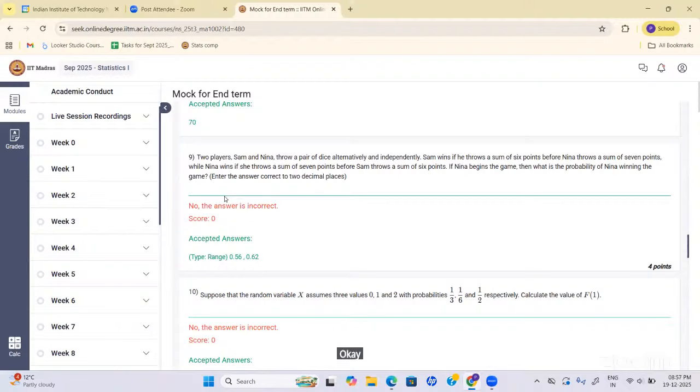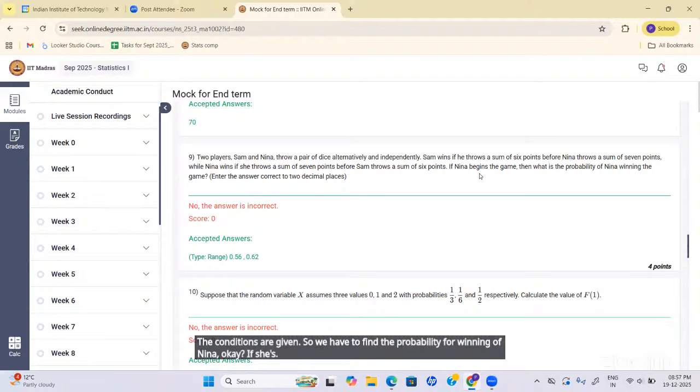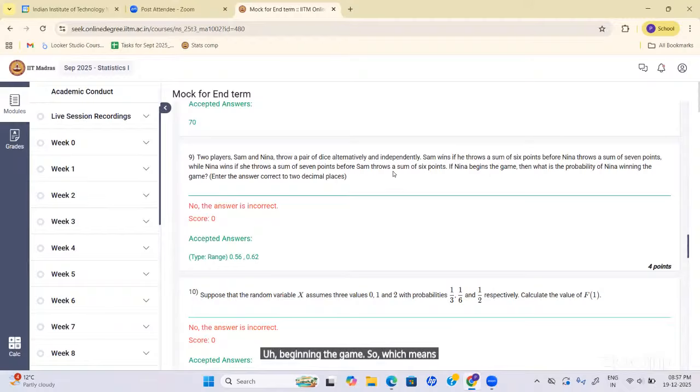Okay, so just read this question again, understand the question well. Two players are there, Sam and Nina, and they are throwing a pair of dice alternatively and independently. So the conditions for winning of Sam and Nina, both are given. So we have to find the probability for winning of Nina, if she is beginning the game. Which means at the first trial she will start the game, she will throw two dice at the first trial, and then at the second trial, Sam will.